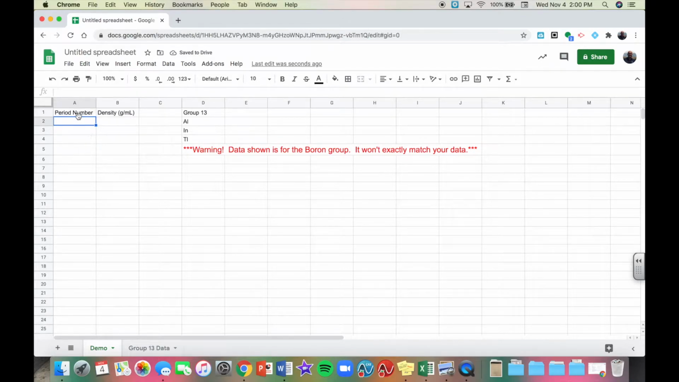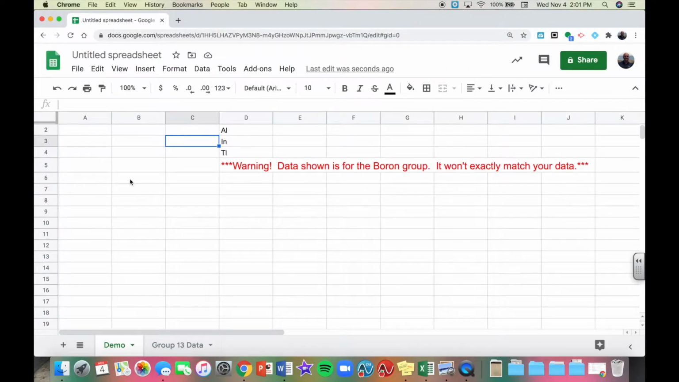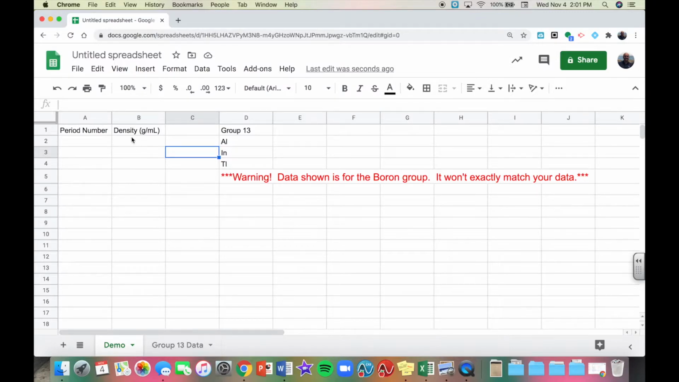So the first thing to do is to put the period number in the A column right here. In cell A1, you want to type in just period number, no units. And then for B1, you're going to type in density, parentheses, grams per milliliter. That's going to be important because hopefully it will attach it as your axis labels and save you a couple steps.